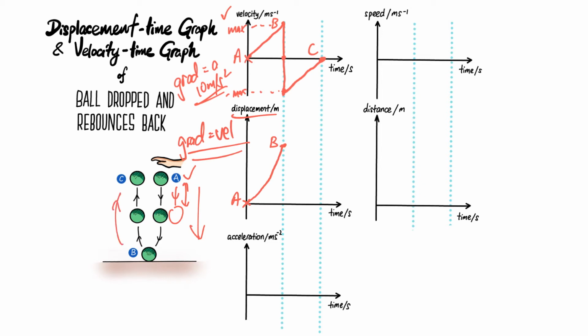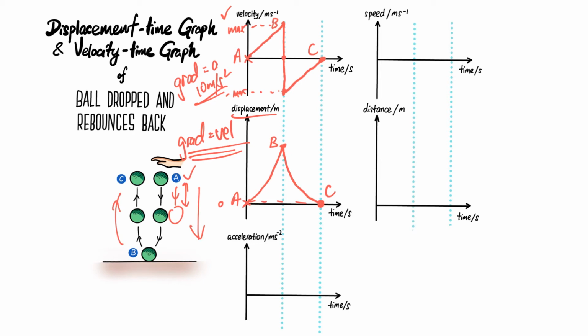As it rebounds back, the displacement between the ball and the reference point A is getting shorter and shorter because it's going back to its original position. Because as it goes up, the speed is decreasing, the gradient will be decreasing, so it's getting less and less steep, and the displacement is getting smaller and smaller until point C where the displacement is 0. That means it has returned to its original position and there's no displacement at all because it's back to its reference point.